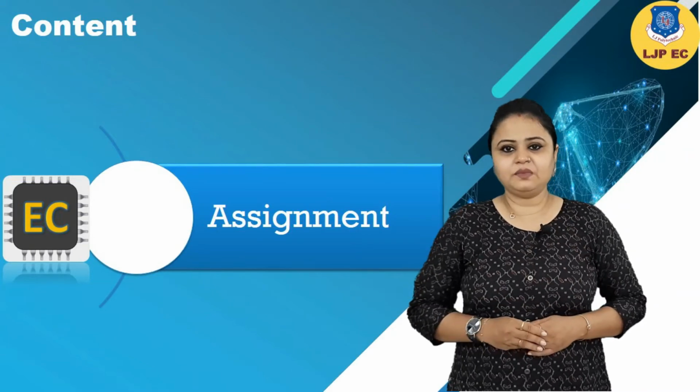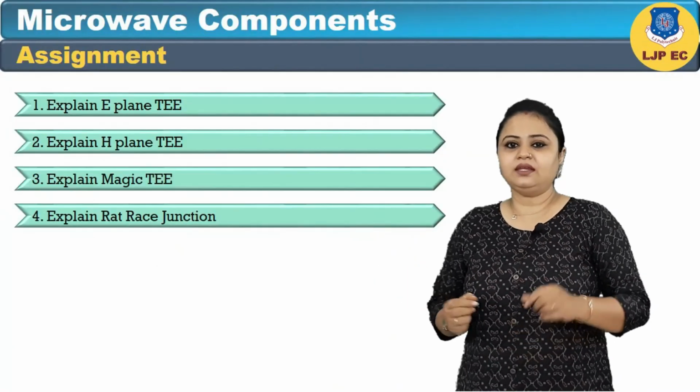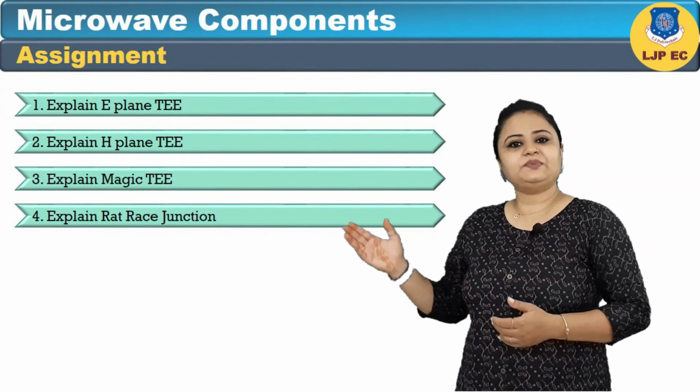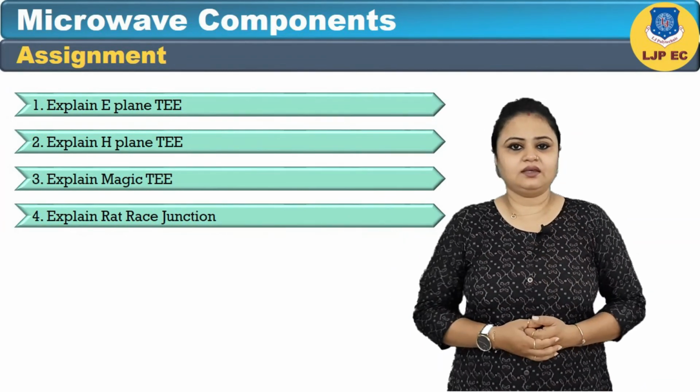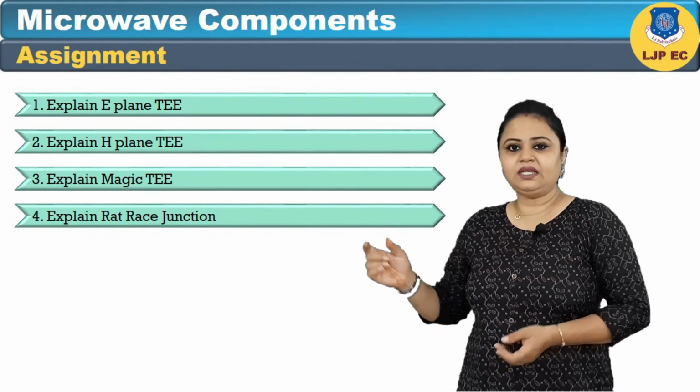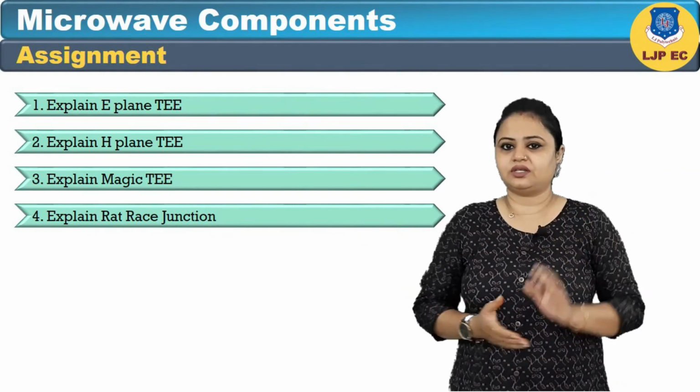Let's have the assignment questions. Explain E-plane T, explain H-plane T, explain magic T, and explain hybrid T or rat race junction.